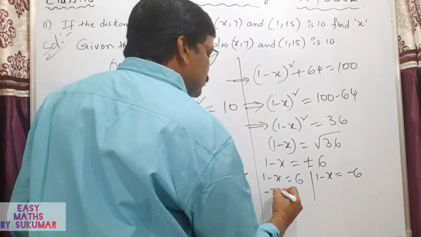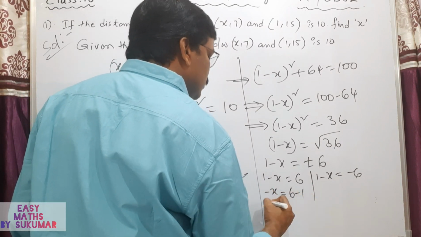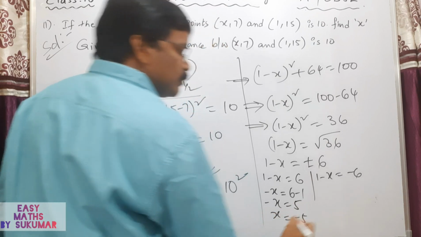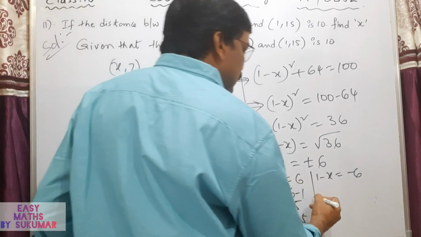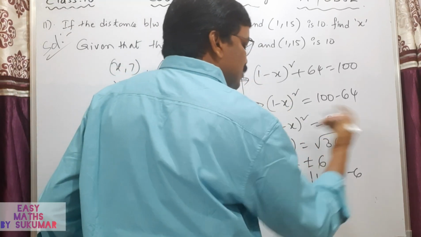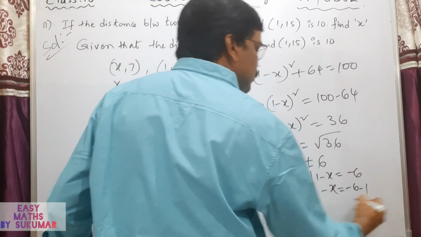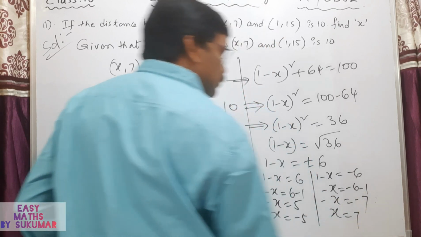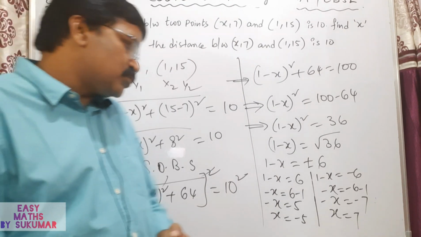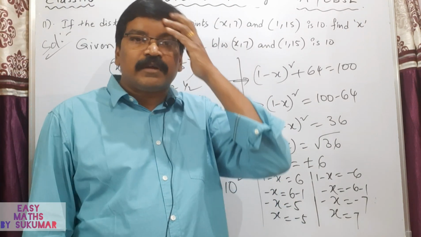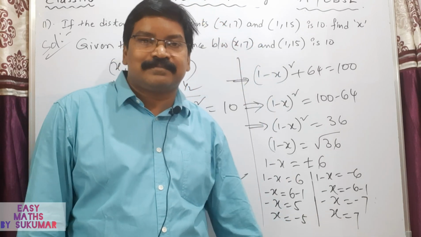So minus x is equal to 6 minus 1. So minus x is equal to 5. So x is equal to minus 5. Now similarly here, minus x is equal to, just transpose this plus 1 to the other side, that means minus 6 minus 1. So minus x is minus 7. So x is equal to 7. Therefore the values of x are here, one is minus 5 and another one is plus 7.